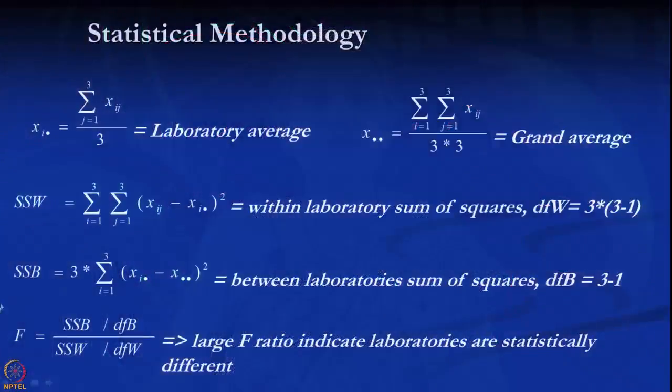As we say, we always talk of rejecting the hypothesis. So in other words, if this ratio is very large, it means that the between-laboratory variation is larger than the within-laboratory variation, and then we say that these laboratories are statistically different. I think logically this argument is quite appealing. This can be written in this table.